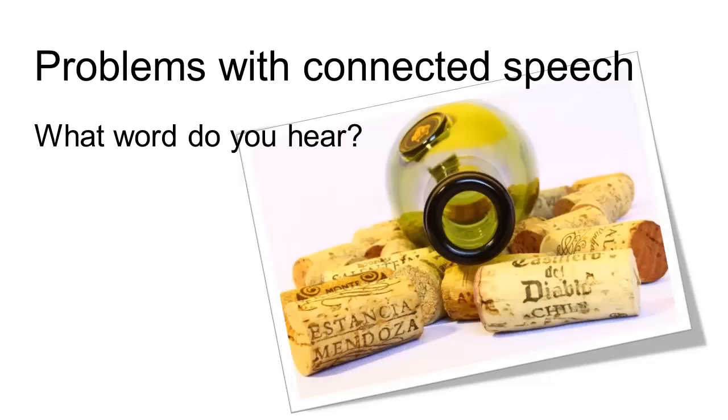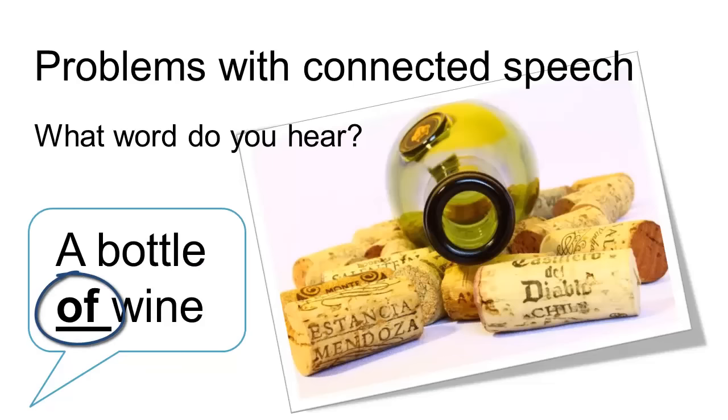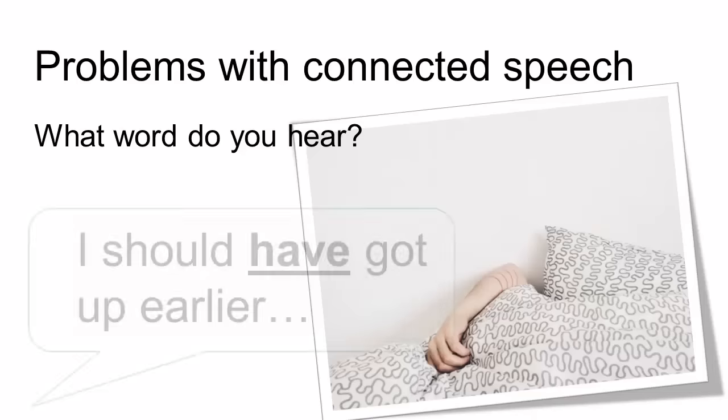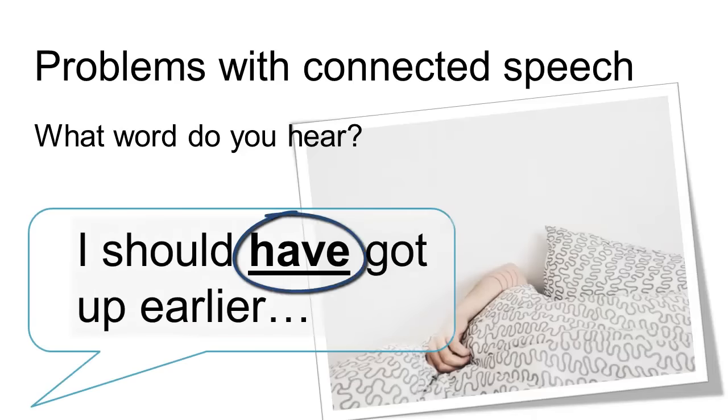That is an English word. And of course, I'm sure you understood that it was this word, a bottle of wine. Okay, I'm going to give you a different English word. This one says a. It's not the same word, it's a different word and it is an English word. And I'm sure you understood that it was this word. I should have got up earlier.